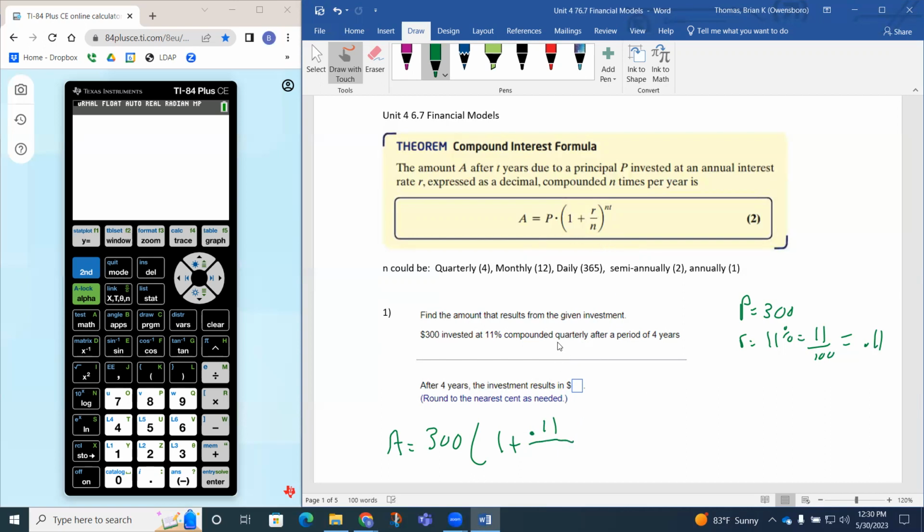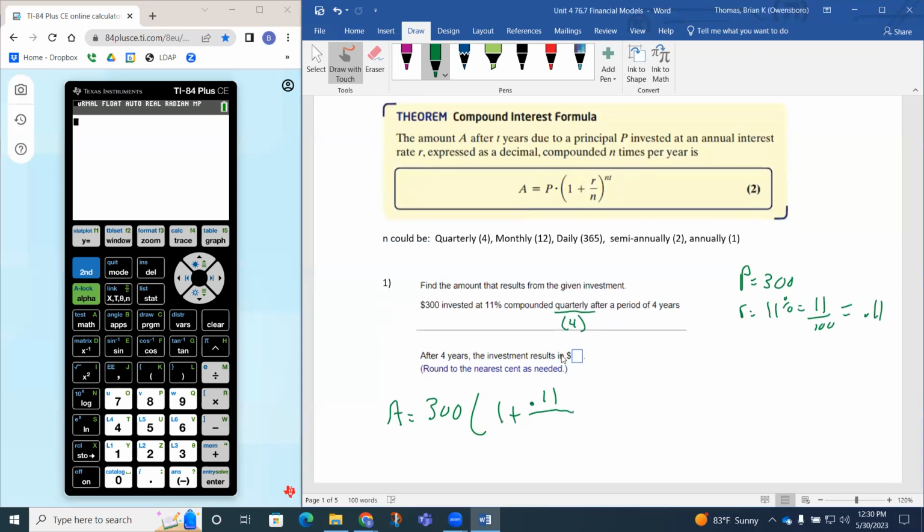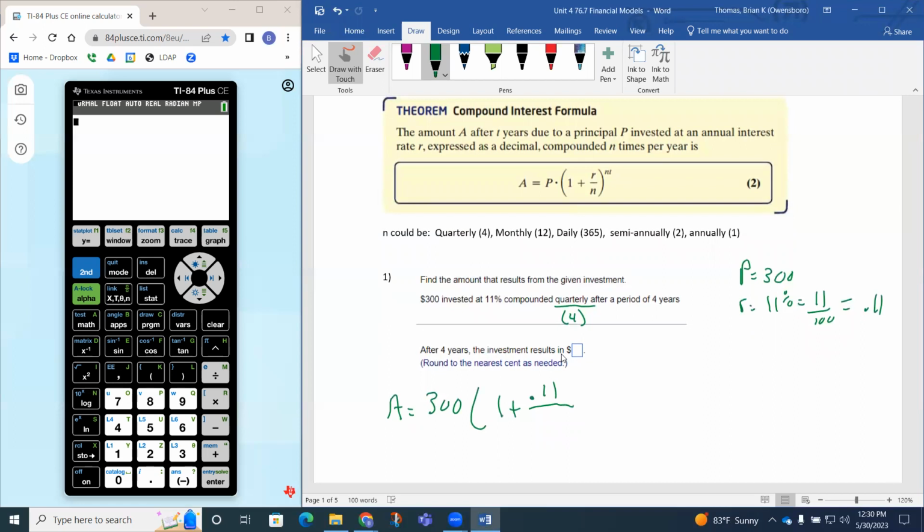N, since it says quarterly, quarterly means our money is going to be compounded 4 times each year. So quarterly means that if we think of every 4 months, like January, February, March, April, if I determine my balance in April, the next time I determine my balance, I'm going to be using the April balance as opposed to the January balance.